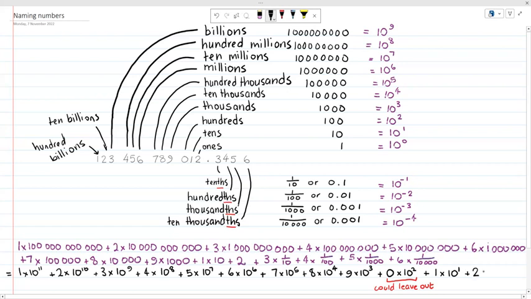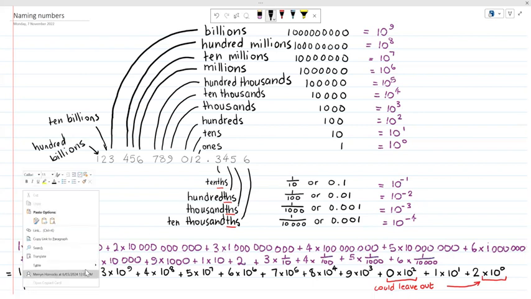plus 2. Now again, I'm going to write 10 to the 0 just so you can see the pattern following, but there's no need to write that. I can just write 2 if I want to, and that's completely fine. I'm just writing out the times 10 to the 0, which means timesing by 1 followed by no zeros, which is times 1. So it's not necessary, but it lets you see how the pattern's going. And then I can keep going with the numbers to the right of my decimal point.